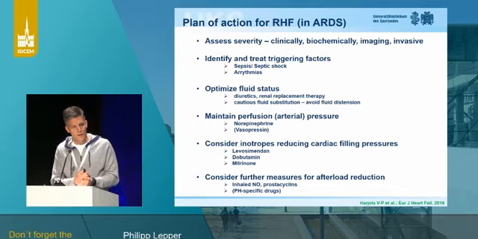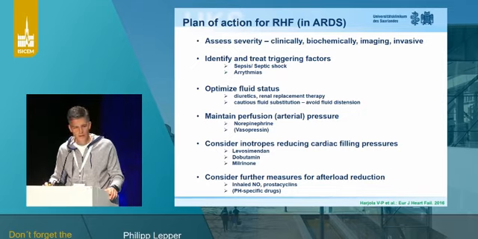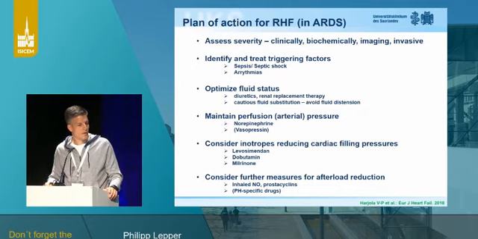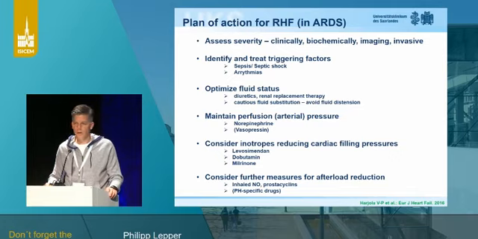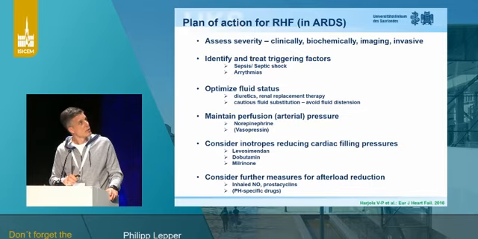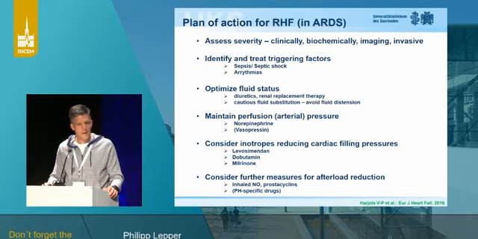So what should be the plan of action in right heart failure in ARDS patients? Well, first we have to assess the severity using clinical, biochemical, imaging, and maybe invasive markers. We should identify and treat triggering factors, for example, sepsis or septic shock. If, for example, COVID-19 patients developed an overt right heart problem, it was mostly in situations when they got a bacterial co-infection, for example. And of course, arrhythmias can be a triggering factor that should be corrected.